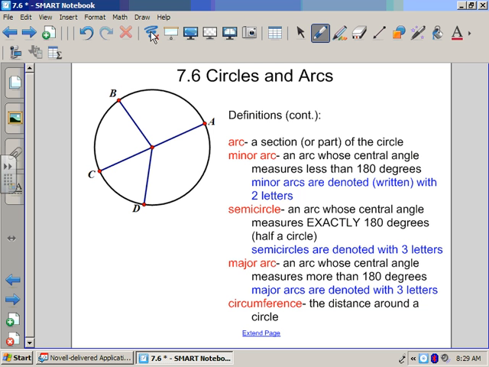If I'm going to talk about a semicircle, I need three letters. The reason for that is if I'm going from A to C halfway around, how do I know if I'm talking about this portion of the circle, or this portion? The green one I could call arc ABC. The blue one I would call arc ADC, and I could equivalently call it arc CDA. But notice it takes three letters to talk about a semicircle.